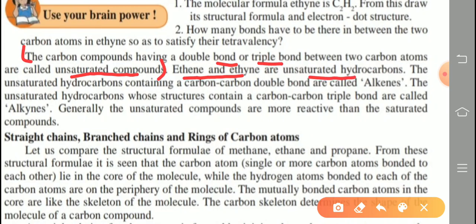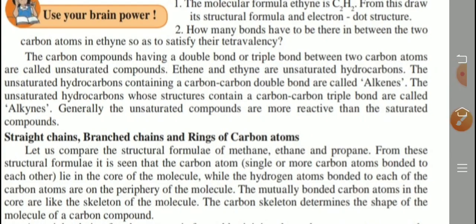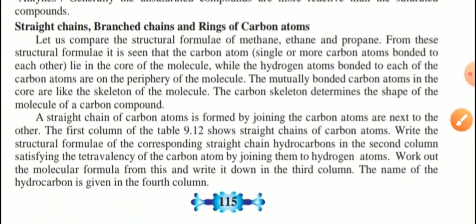Next, what do you mean by alkene? Define alkene. Mark the answer. The unsaturated hydrocarbons containing a carbon-carbon double bond are called alkenes. Next one, alkyne. Define alkyne. Mark the answer. The unsaturated hydrocarbons whose structure contains a carbon-carbon triple bond are called alkynes. Generally, the unsaturated compounds are more reactive than the saturated compounds. Remember this information.